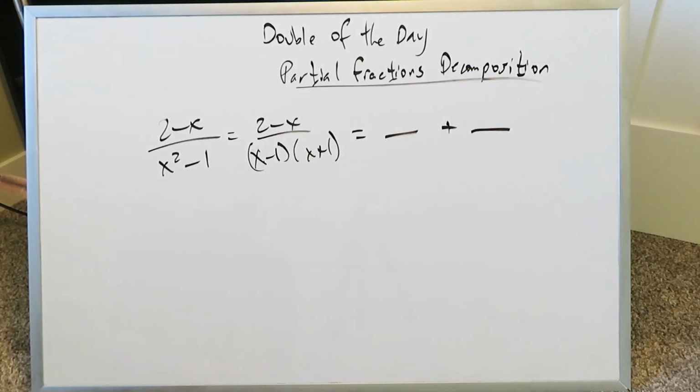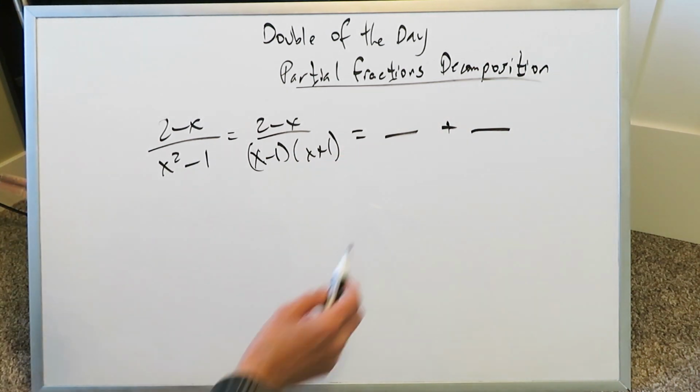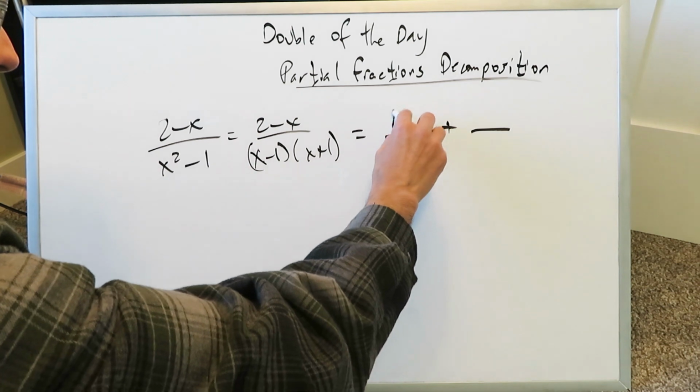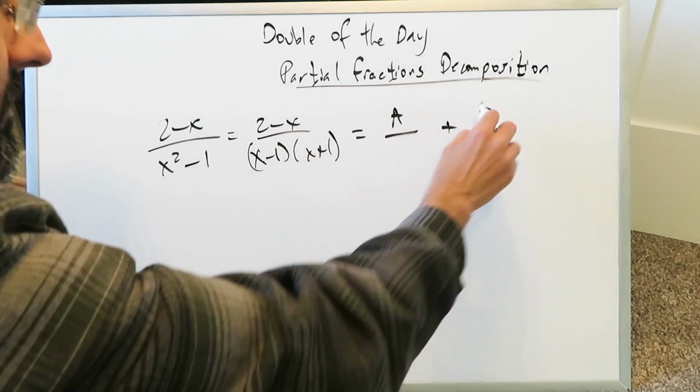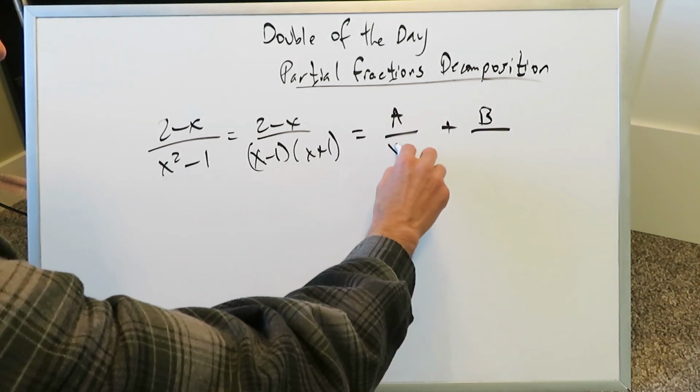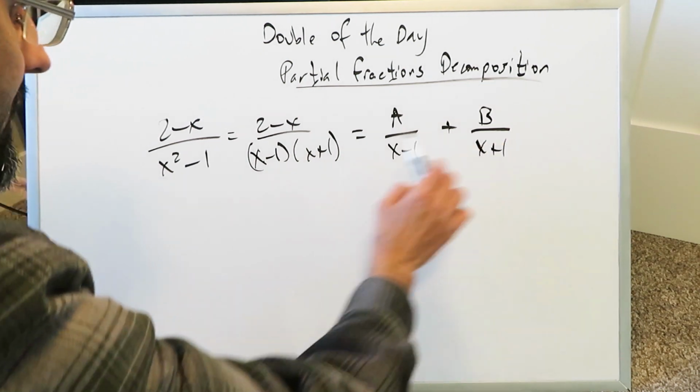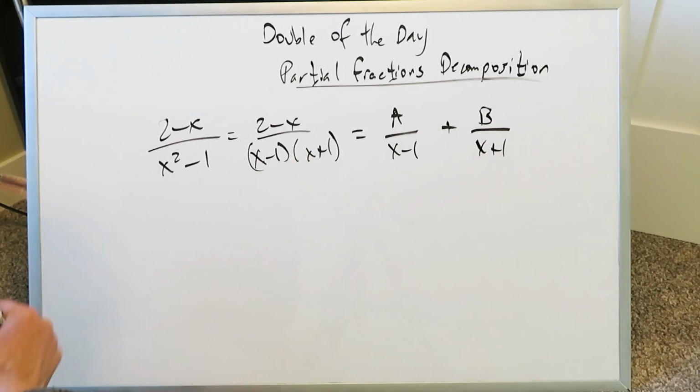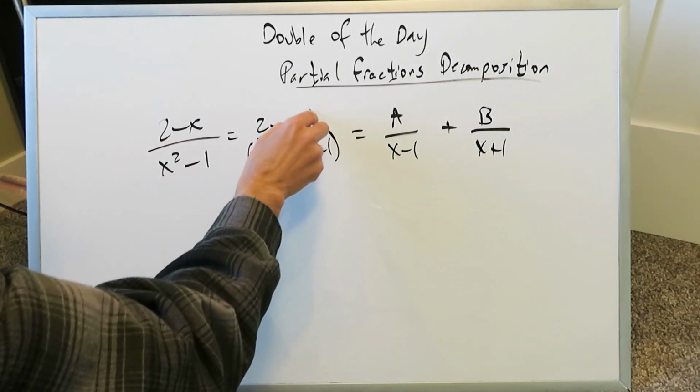The partial fractions are always in an adding format. On top of one you'll put one letter, and on top of the other you'll put the other letter, and on the bottom you'll put each of the separate factors. You see this and this. You don't need to do anything with this just yet.